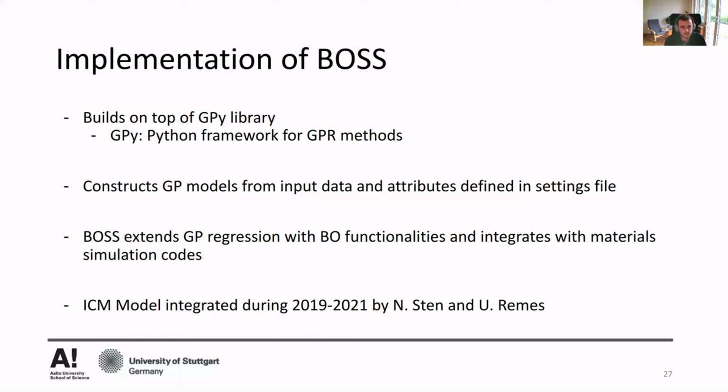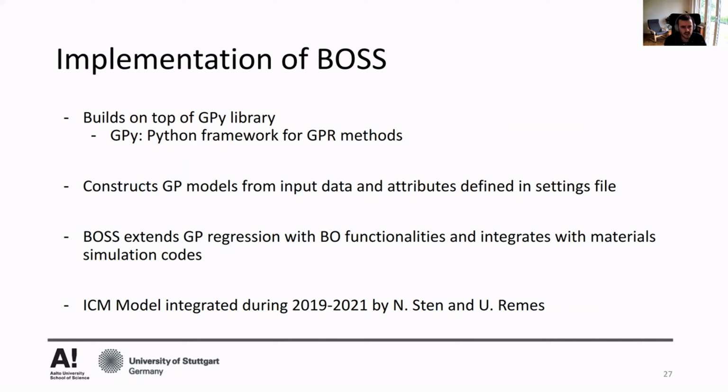as well as user-defined settings. What is nice about this is that a user doesn't have to have advanced knowledge about Gaussian processes but can still use them with the BOSS tool, because BOSS automatically selects appropriate prior distributions according to the settings file that a user provides.